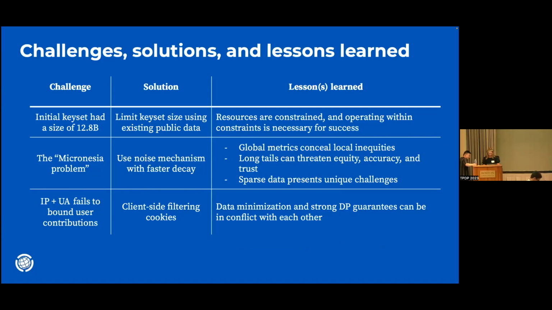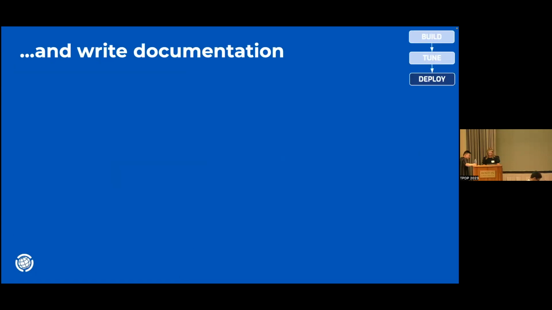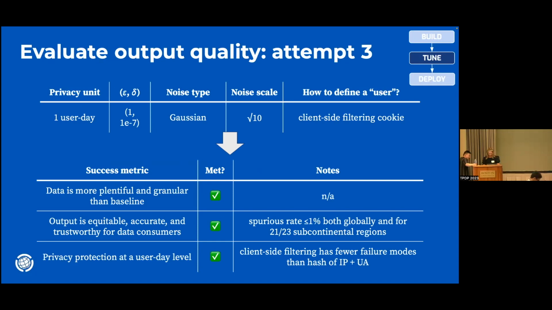Interestingly enough, if you look at the hash of IP address and user agent versus client-side cookies, you end up seeing that globally, a lot of the metrics are relatively stable. It turns out that IP address and user agent, even though it has a bunch of known failure modes, on a high level is relatively performant. And it's hard to really disambiguate between before we implemented this and after we implemented this. Good question.